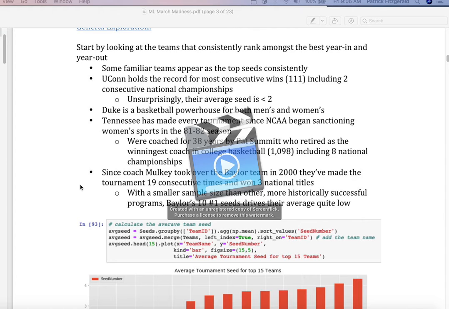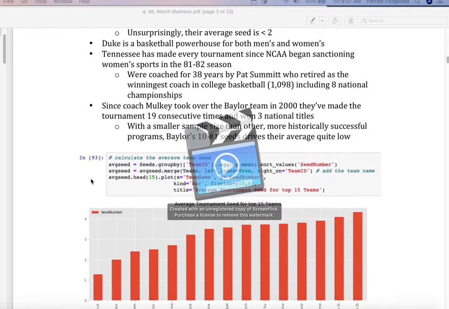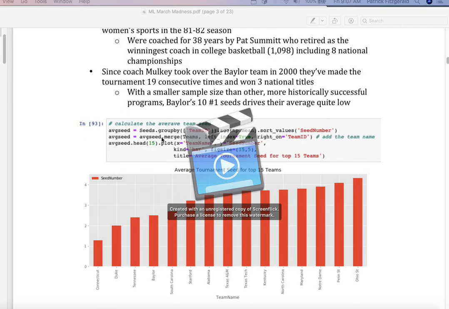So since they didn't go to the tournament as many times as some of these other teams, the fact that they were number 1 seeds 10 times drives their average quite low. So if you look at just the average seeding here, you can see these are the top 15 teams and their average seeding.